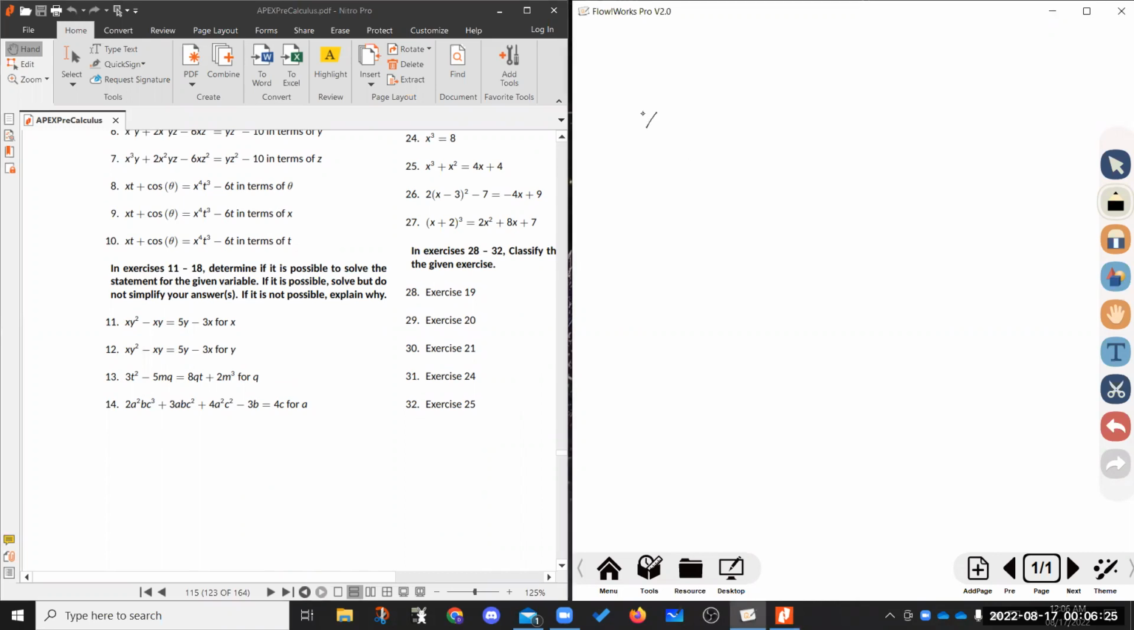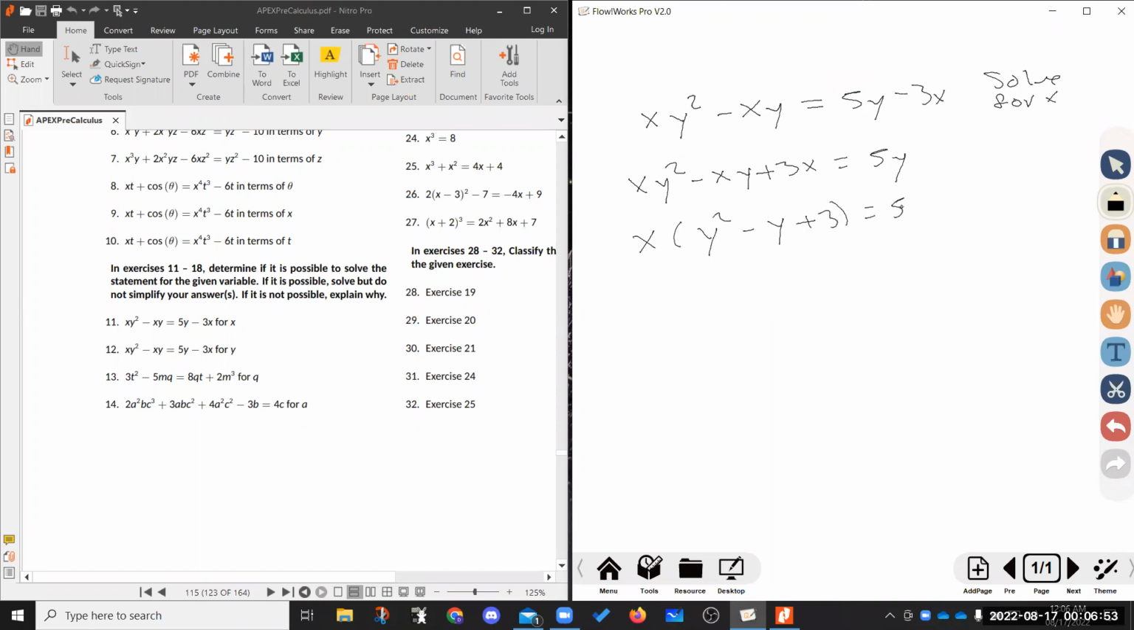Let's take xy squared minus xy is equal to 5y minus 3x. We're going to solve for x. So we're going to get all the x's on one side. xy squared minus xy plus 3x is equal to 5y. We're going to factor out our x, and then we're going to divide. And I said, do not simplify, so we won't try to do any factoring or anything like that. That's what x is going to be equal to.